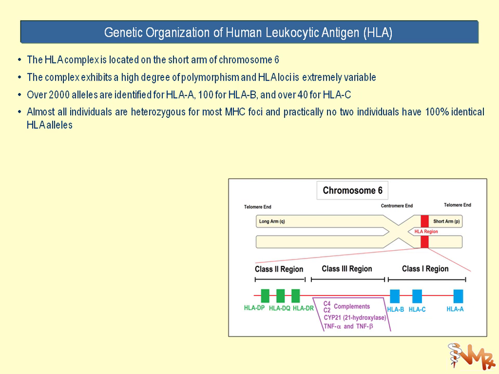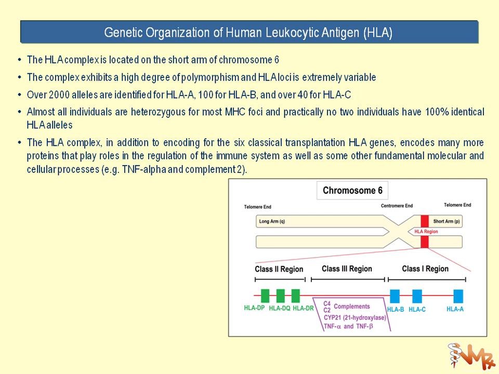Almost all individuals are heterozygous for most MHC loci, and practically no two individuals have 100% identical HLA alleles. HLA complex, in addition to encoding the 6 classic transplantation HLA genes, encodes many more proteins that play roles in regulation of the immune system, as well as some other fundamental molecular and cellular processes. For instance, tumor necrosis factor alpha and complements 2 and 4.